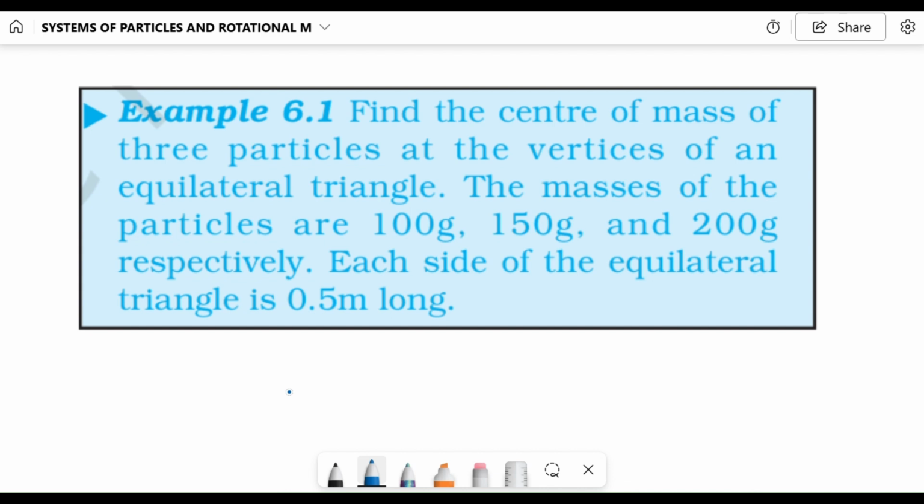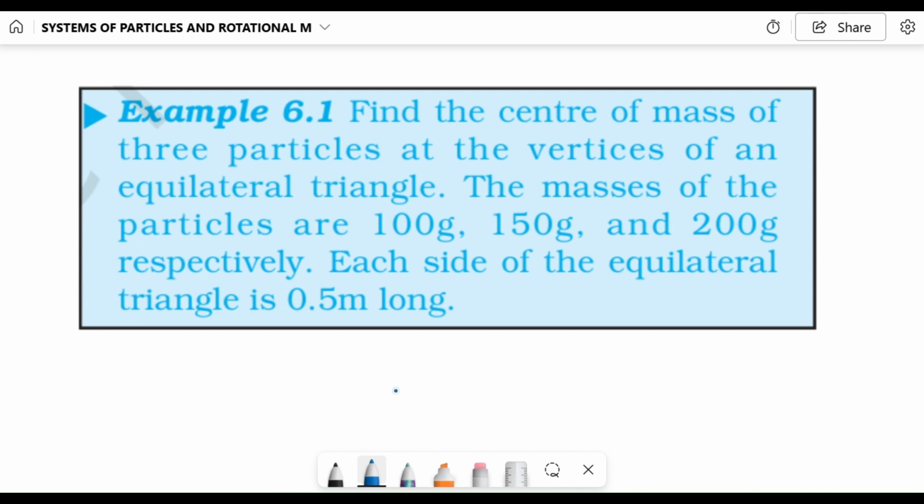Find the center of mass of three particles at the vertices of an equilateral triangle. The masses of the particles are 100 gram, 150 gram, and 200 gram, respectively, and each side of the equilateral triangle is 0.5 meter long. Okay, let us draw the situation first.